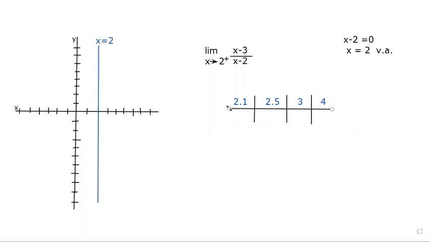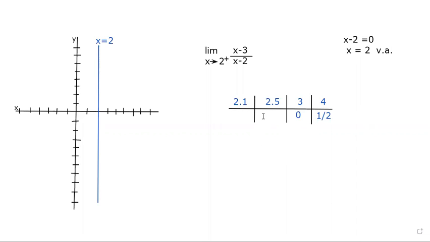So now let's look at it. If we were to plug a 4 in, 4 minus 3 is 1, and 4 minus 2 is 2. So that would give us 1/2. If we were to plug a 3 in, 3 minus 3 would give you 0, and 3 minus 2 would give you 1. 0 over 1, of course, is 0.